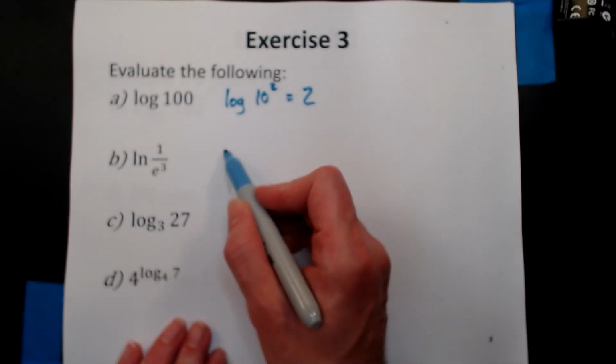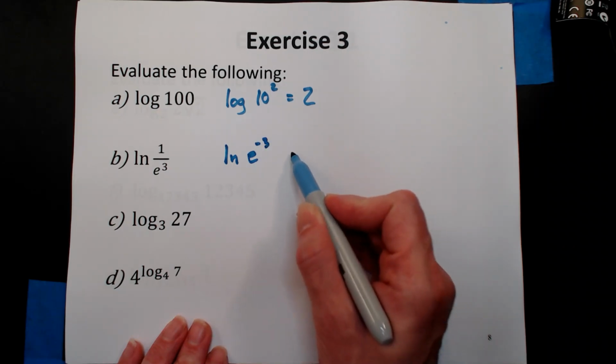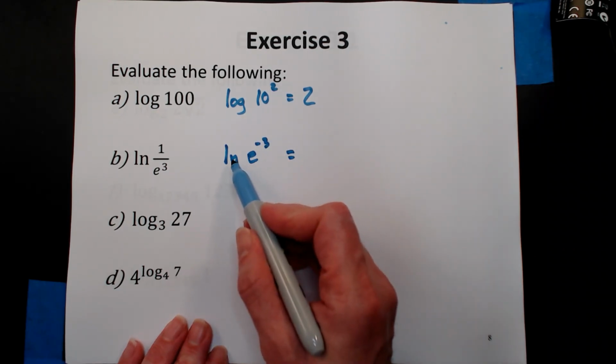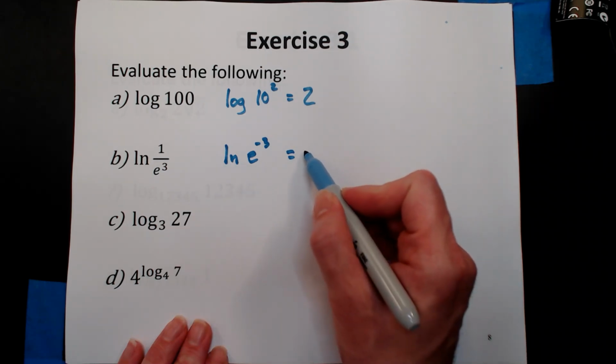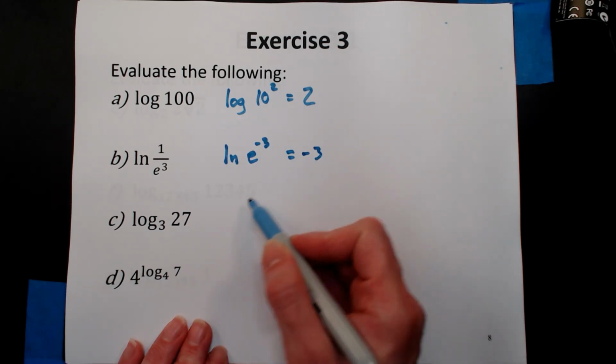Here the natural log of e, I'm just going to rewrite this as ln of e to the negative third power, so it's easier to use our inverse rule and just say it's going to be negative 3. What did I raise e to get e to the negative third power? I raised it to negative 3.